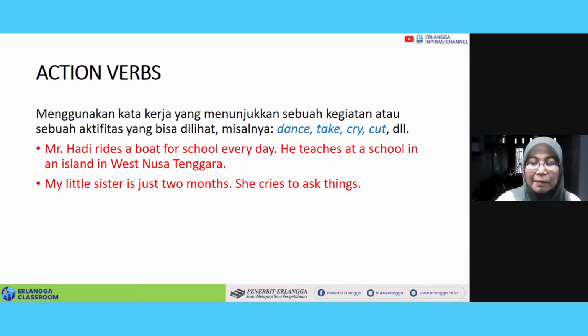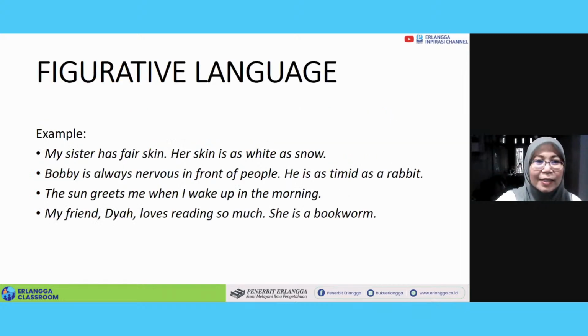Masih ada lagi. Oke. Nah, ini yang paling menarik sahabat Erlangga. Ketika kalian ingin membuat descriptive text, make sure that your text is eye-catching. Menarik ya. How to do that? You can use the figurative language. Okay. Jadi bahasa-bahasa yang figuratif, yang menjelaskan sesuatu, tapi tidak secara literal.